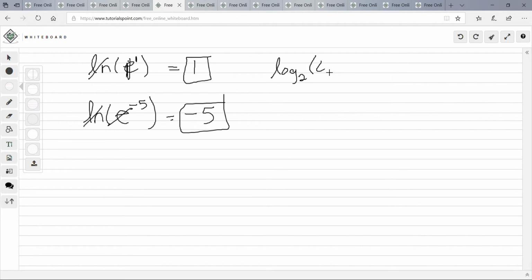Log base 2 of 64 equals y. So I'm going to use the same rule: y equals log base a of x if and only if a to the y equals x. So, if we use this rule, how does it look?